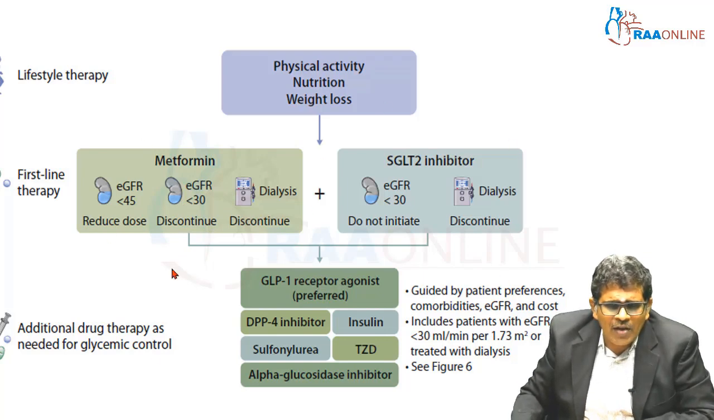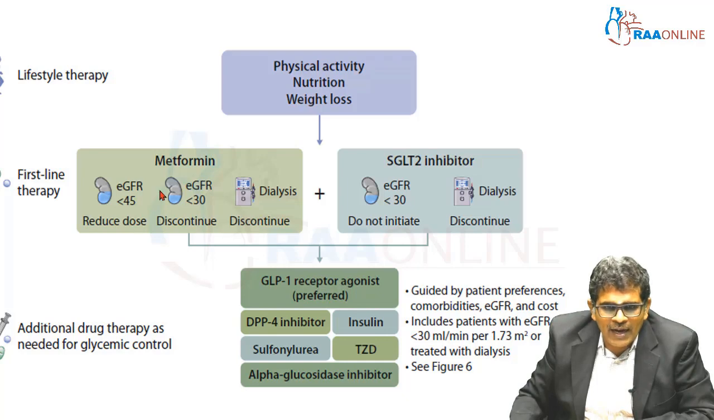And after this, we can look into all the available drugs. The initial two drugs which we can treat safely in our diabetic patient are SGLT2 inhibitors and metformin. Even with SGLT2 inhibitors, because this part has not been studied well, whenever there is an eGFR of less than 30, don't initiate SGLT2 inhibitors. So the message is very clear.